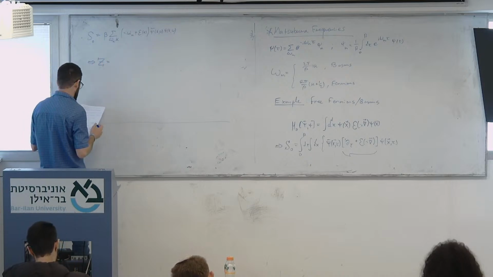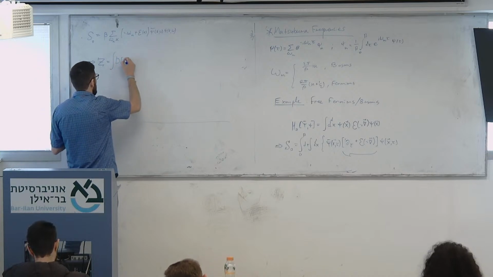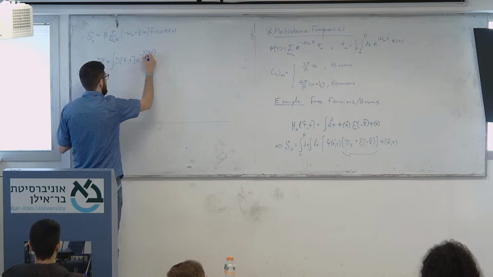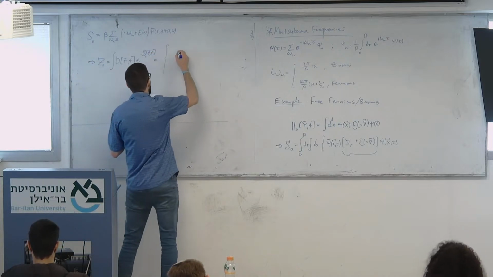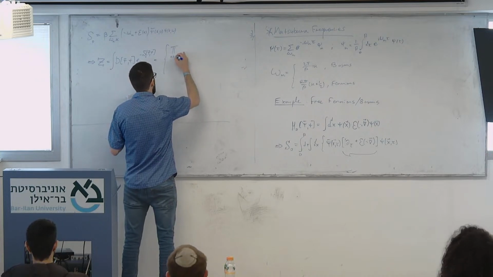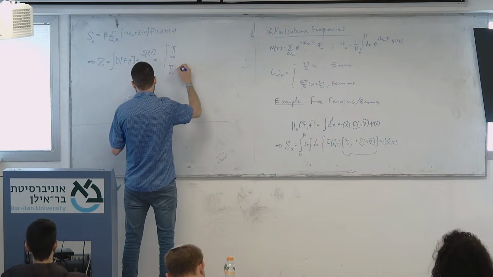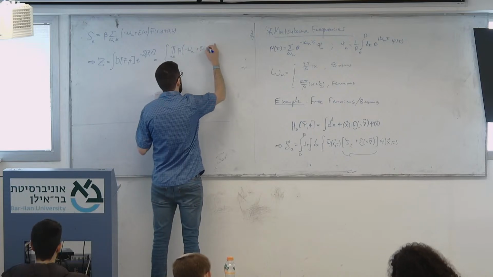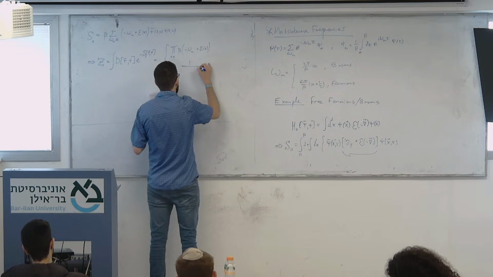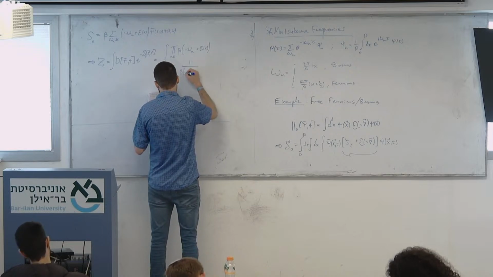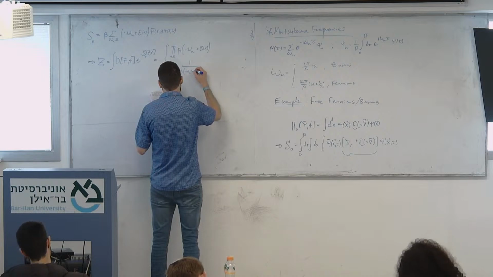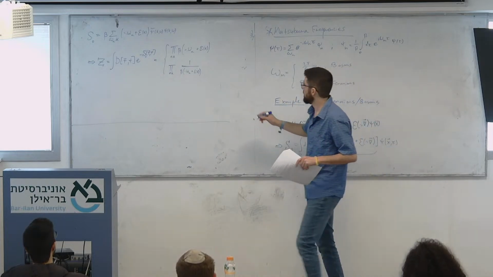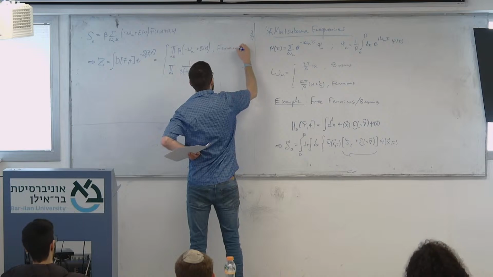And that implies that Z, I can compute it immediately. This is the integral d psi bar d psi, e to the minus S of psi bar psi, in this case S0. This just becomes a product over all n and k of beta times minus i omega n plus epsilon of k for fermions, and 1 over beta times minus i omega n plus epsilon of k for bosons.